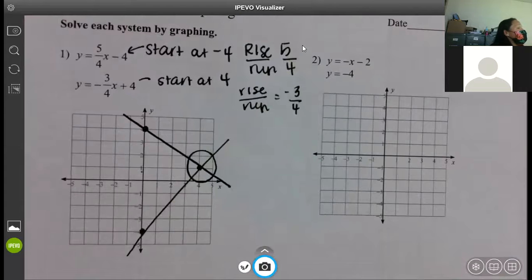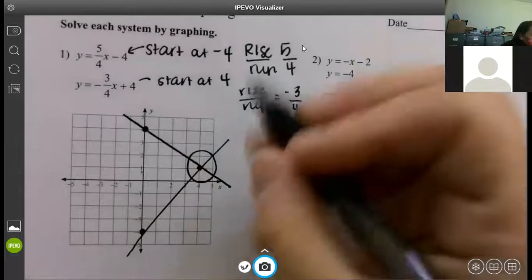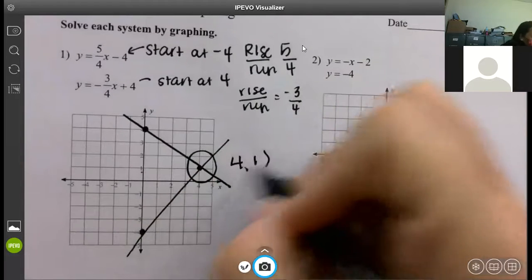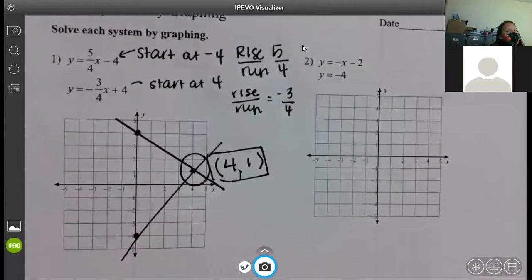So this is the same thing we've been doing all week. We're just doing a different way. Okay, so this time we're graphing it. So what is that actual coordinate right there? That's your coordinate answer, 4, 1. Yeah, that's it. If it's y equals, I'm going to make it even easier in a minute.